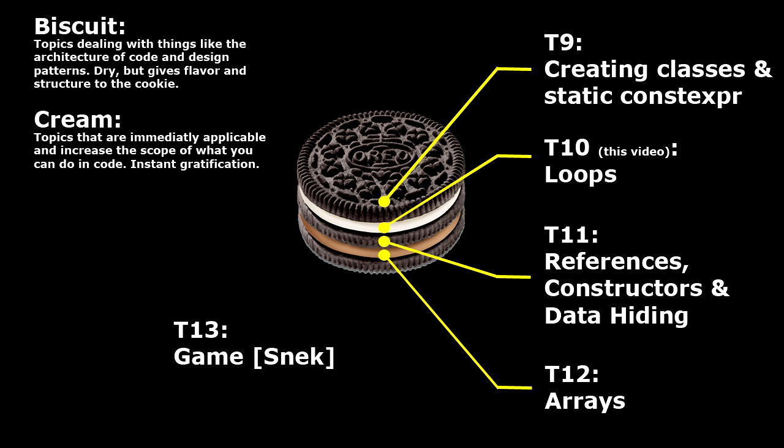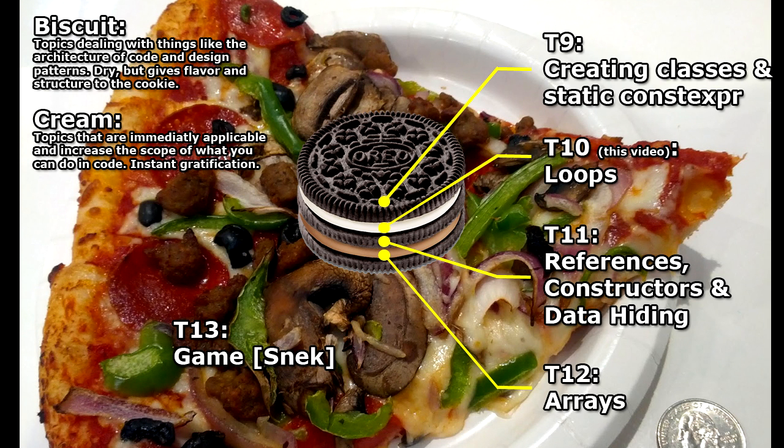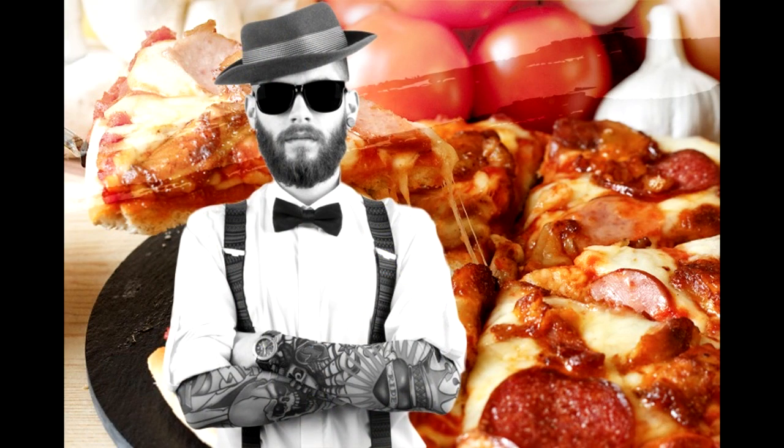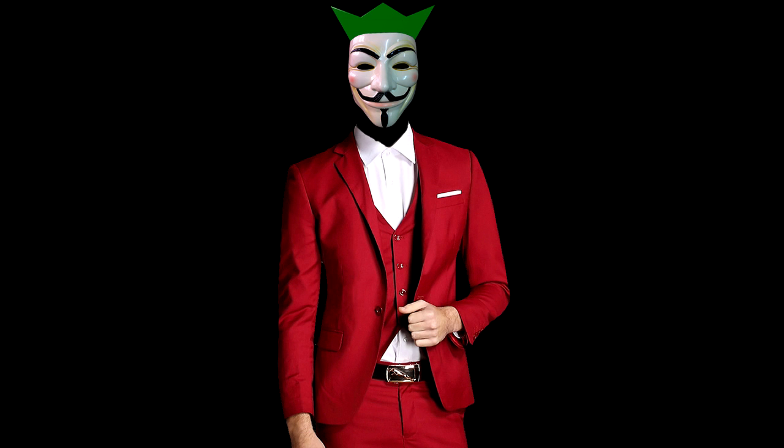Then in tutorial 13, we'll make a game, probably a snake game. This isn't really cream or biscuit. I would liken it more to like a slice of Costco pizza, which I fucking love. Hey, don't judge me, you pizza hipsters. It's fucking delicious. Alright, let's get started, shall we?